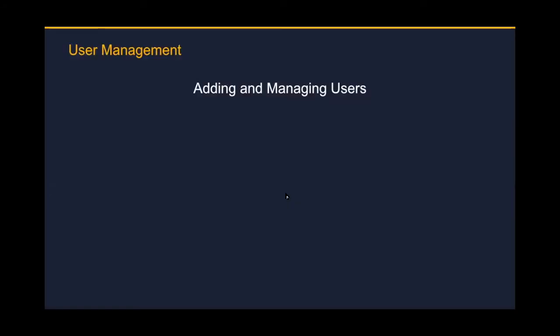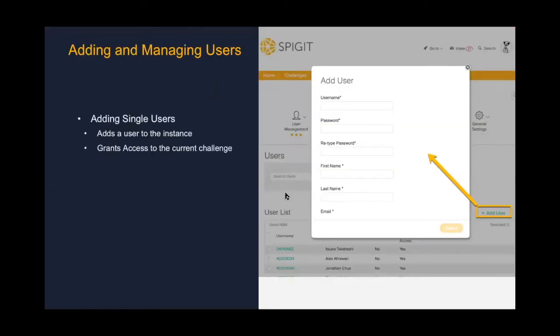Next, we'll be discussing adding and managing users. So here we see a screenshot of the add user functionality within a challenge. What this does is it allows you to manually add a user to the instance, and it automatically grants access to the current challenge that you are adding the user from. You'll notice that all the fields that are listed are required. So first name, last name, username, email address, and a password.